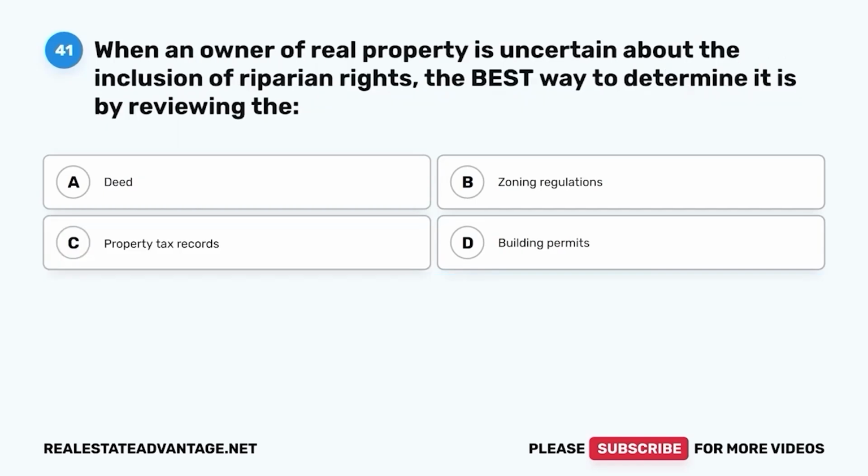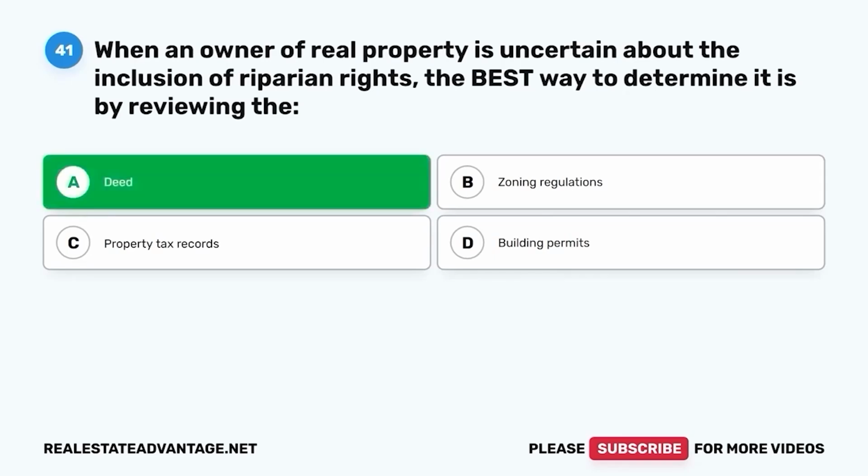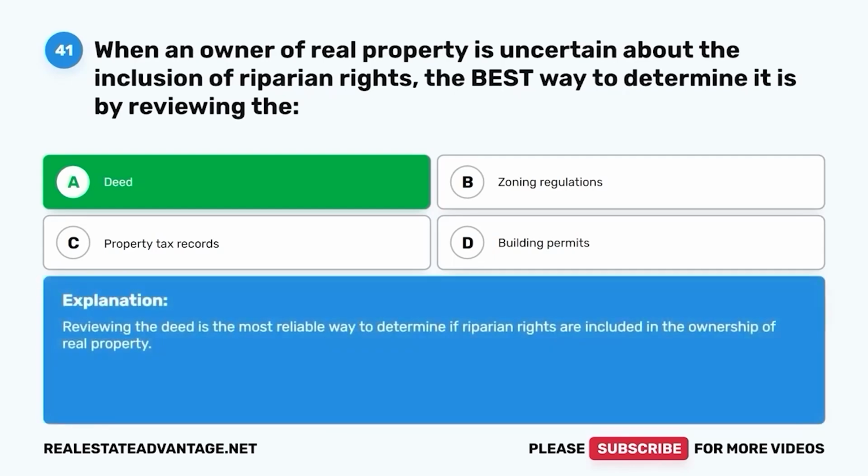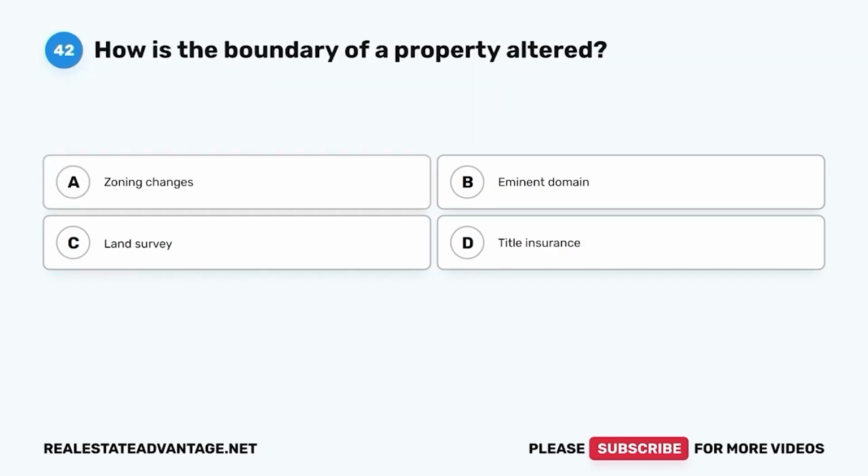Question 41. When an owner of real property is uncertain about the inclusion of riparian rights, the best way to determine it is by reviewing the A. Deed, B. Zoning regulations, C. Property tax records, D. Building permits. The correct answer is A. Deed. Reviewing the deed is the most reliable way to determine if riparian rights are included in the ownership of real property.